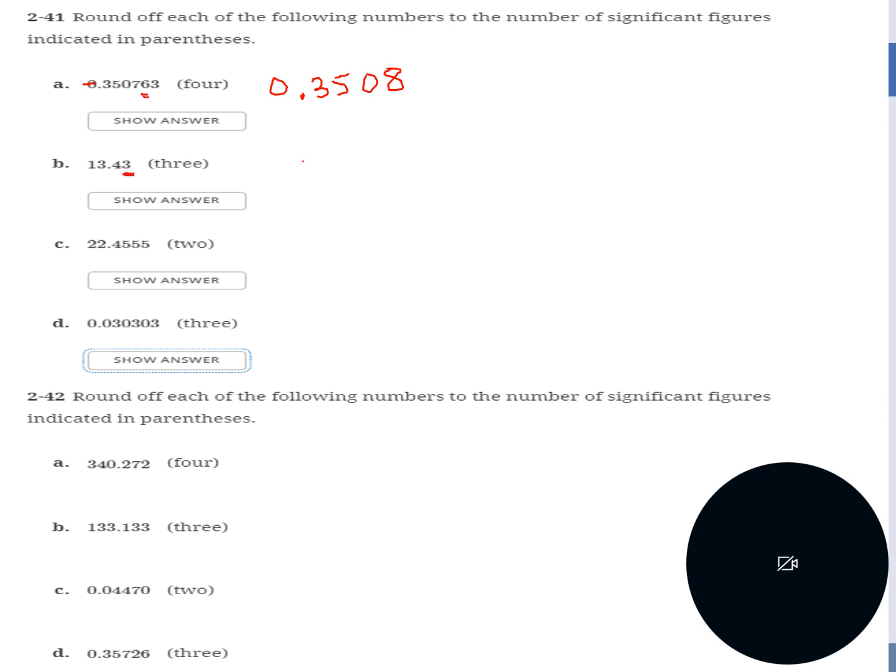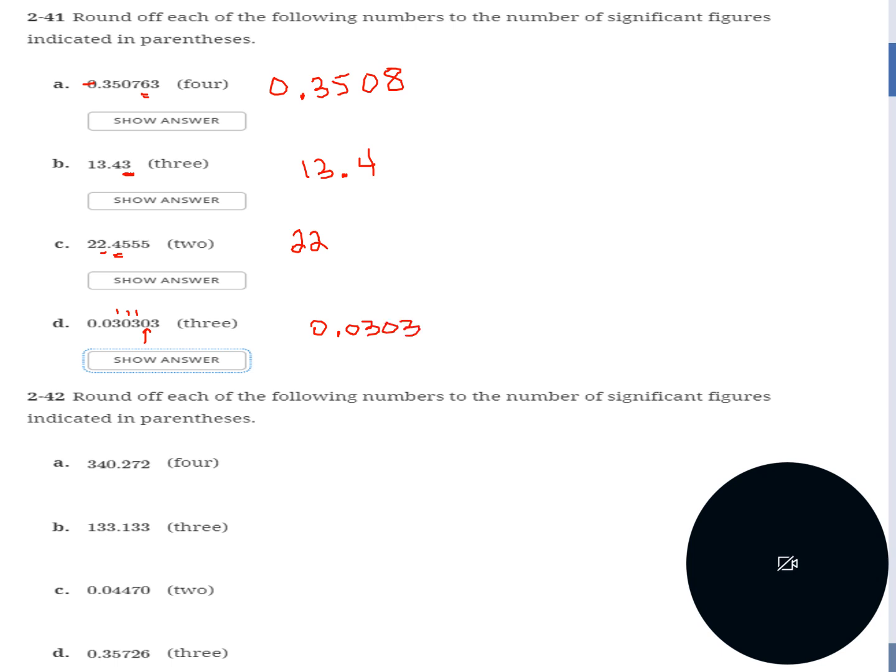3 significant figures, we look to the 4th significant figure. Not big enough to make us round, so we leave it as 13.4. 2 significant figures, that would be the second one. We look to the 3rd digit. It's not big enough to make us round up, so this one would just be left as 22. 3 significant figures, remember these leading zeros don't count, so here's our 1st, 2nd, 3rd, and 4th significant figures. We look to the 4th one, not big enough to make us round up, so 0.0303.